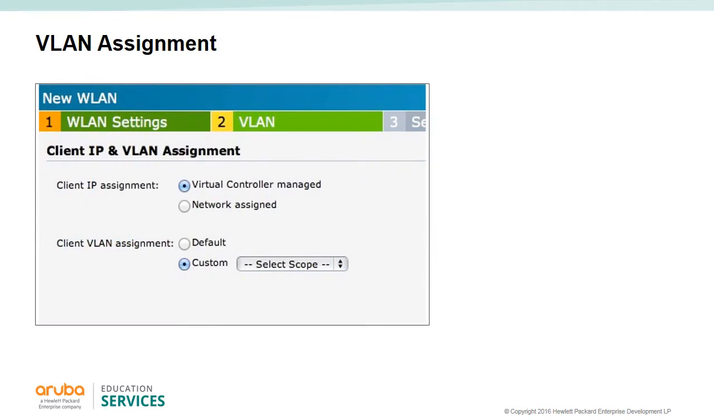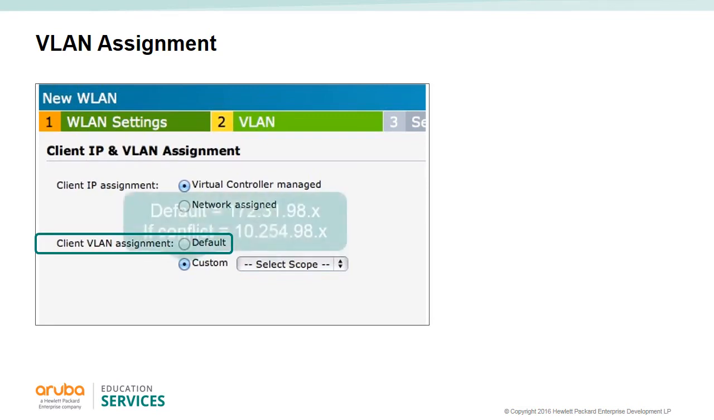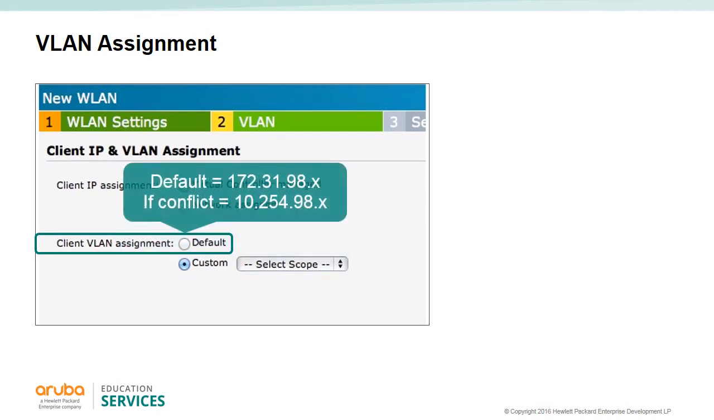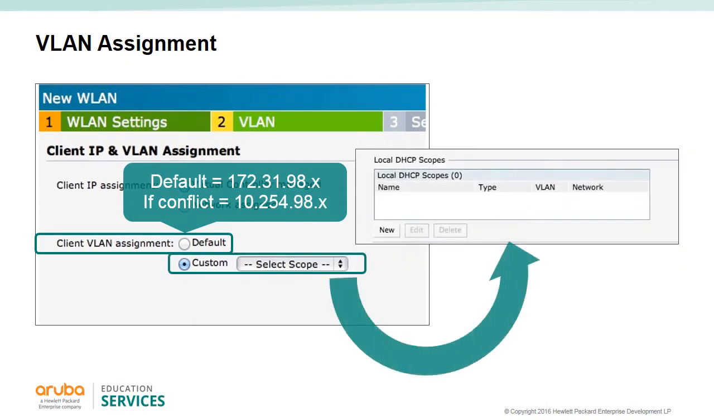For VLANs, if default is selected, then the VC will choose a subnet 172.31.98, or if there is a conflict, then the subnet 10.254.98. The user will be assigned an IP address from one of these subnets. If custom is selected, you can specify the subnet and scopes. The IAP will NAT the guest traffic to the uplink address of the IAP.